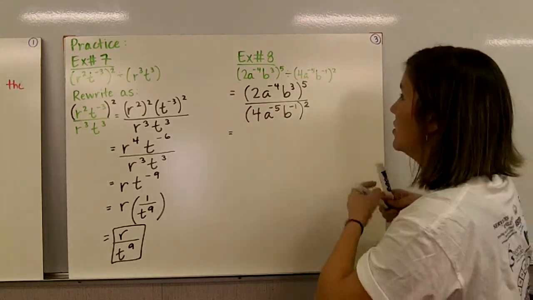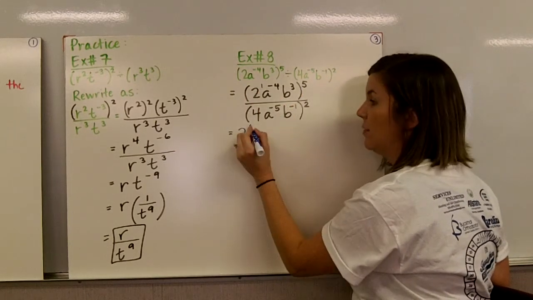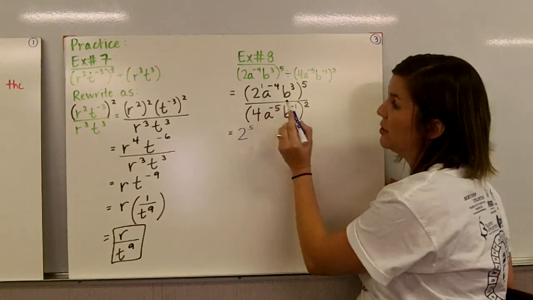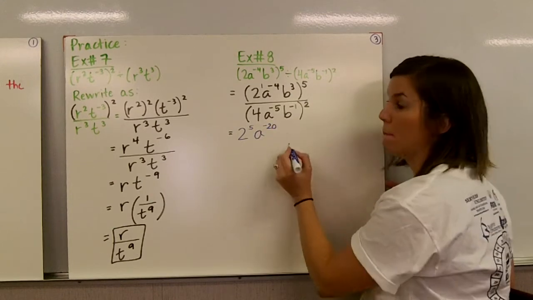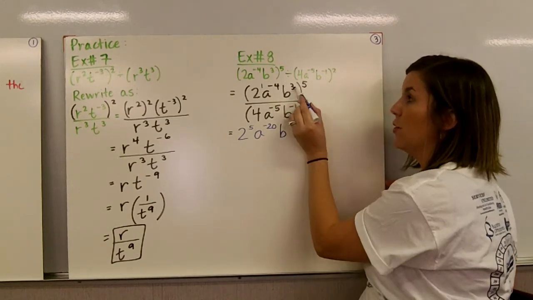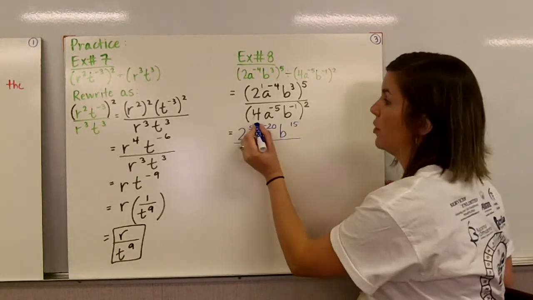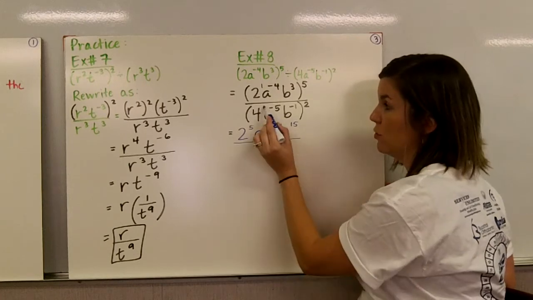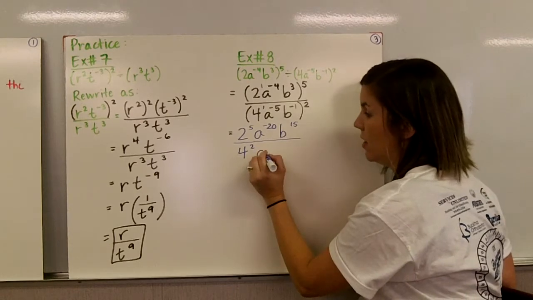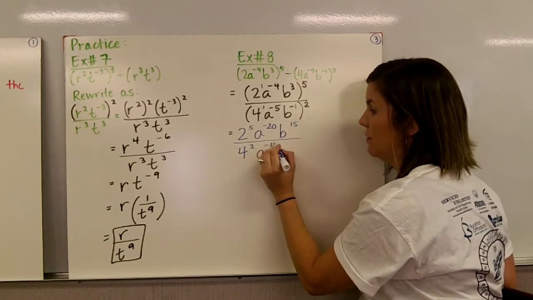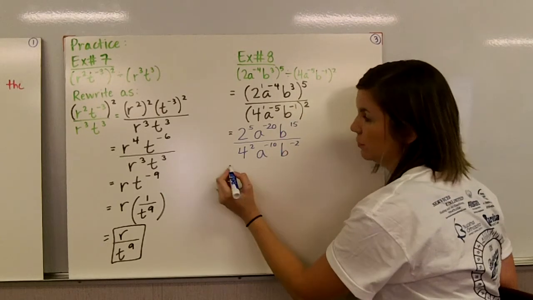Now on this 2, there's an exponent of 1. So I'm saying 2 is my base, 1 times 5 is 5. A is my base, negative 4 times 5 is negative 20. B is the base, 3 times 5 is 15. And now I'm moving on to the denominator. 4 is to the first power, so 1 times 2 is 2, so 4 to the second. A, negative 5 times 2 is negative 10. B, negative 1 times 2 is negative 2.